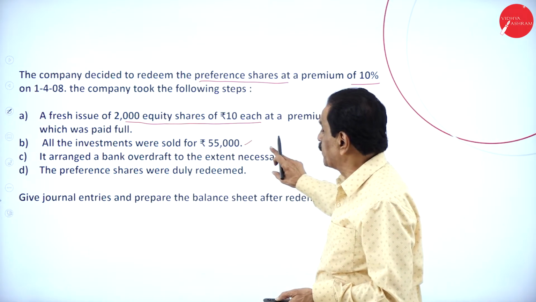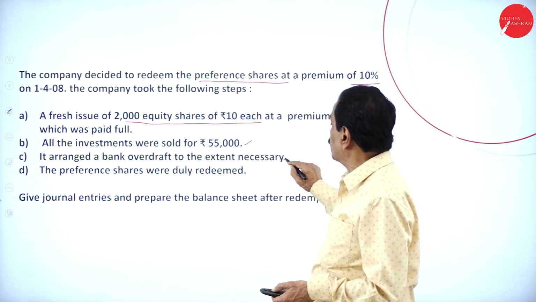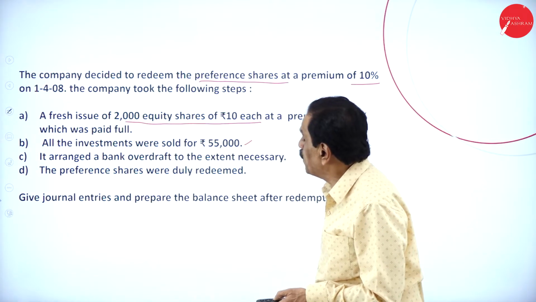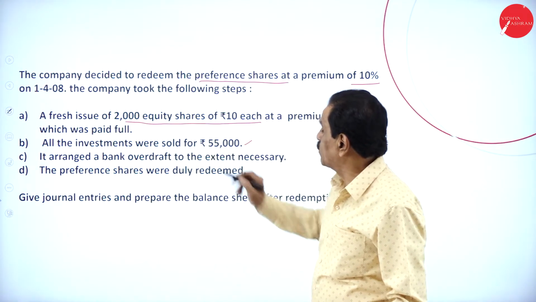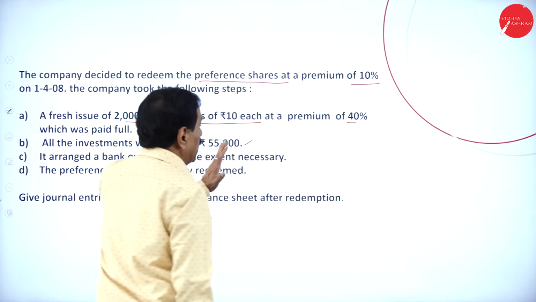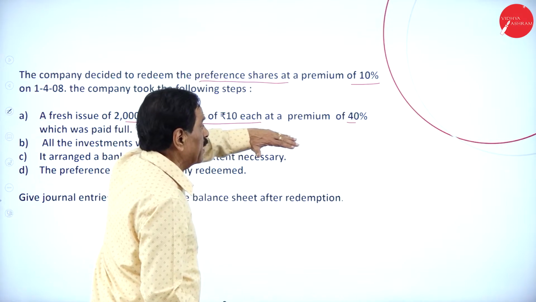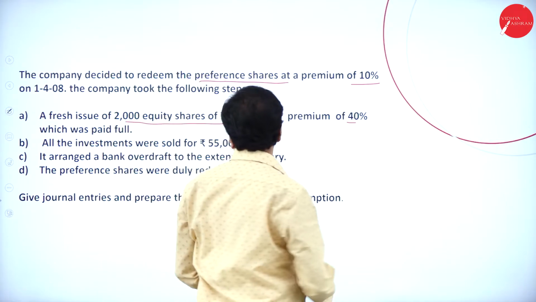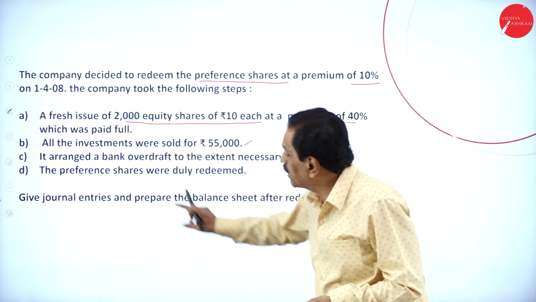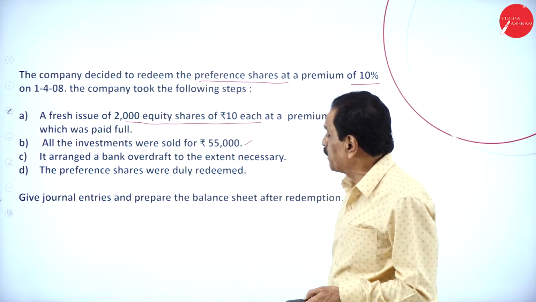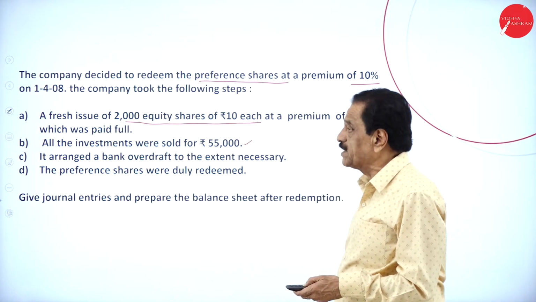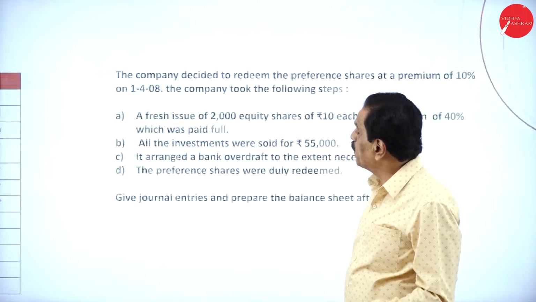All the investments were sold. It arranged the bank overdraft to the extent necessary. So how much premium is paid? A fresh issue of 2,000 equity shares of 10 each at a premium of 40%. 2,000 into 10 is 20,000. Here now premium is available. The preference shares were duly redeemed. So the problem says this.